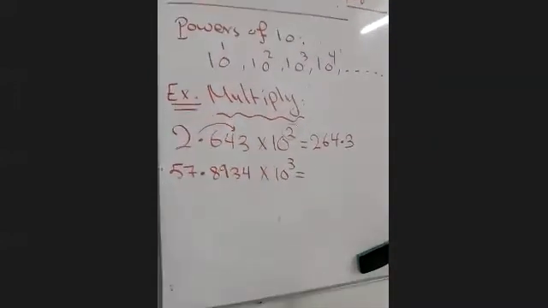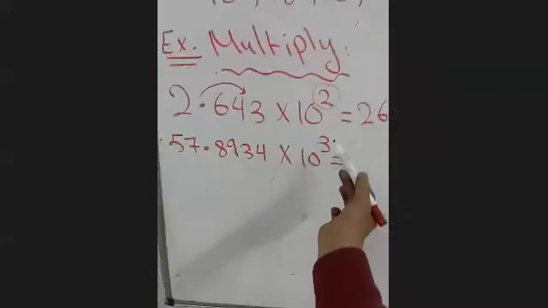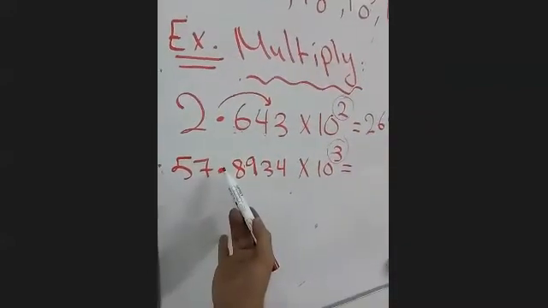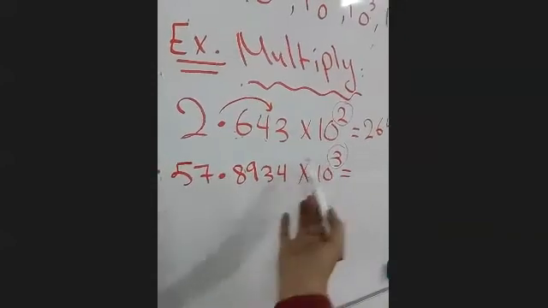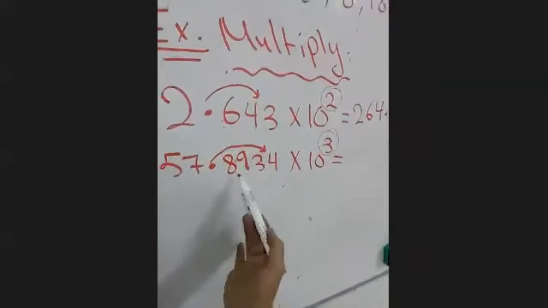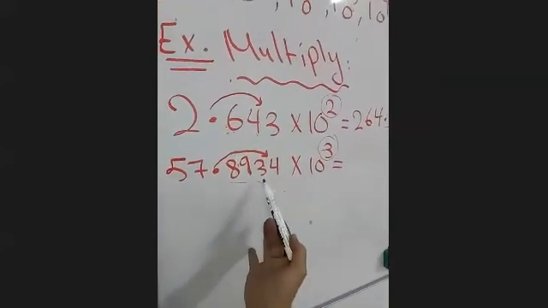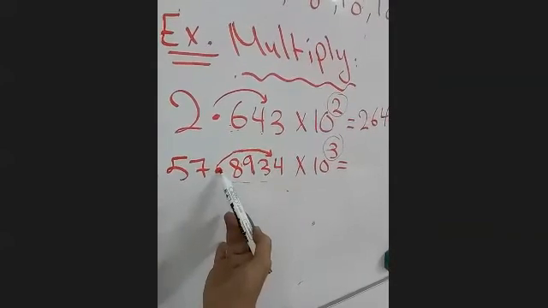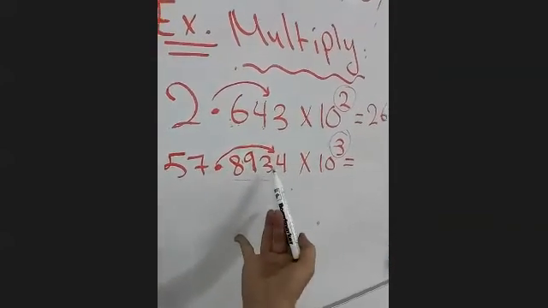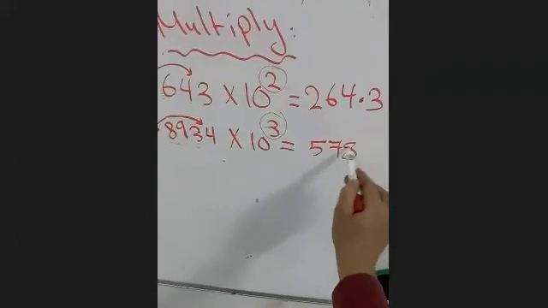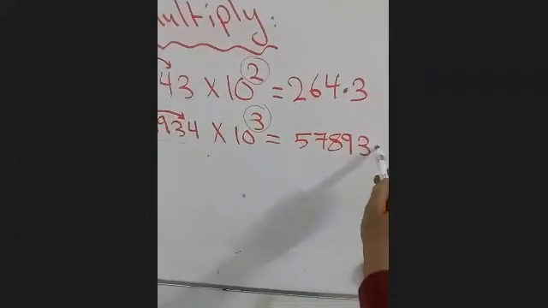Now, what's the exponent here? What's the power? The power is 3. I will go to the decimal and push it this time 3 digits. 1, 2, 3. 3 digits. So the decimal in the answer will be between 3 and 4. So the answer will be 5, 7, 8, 9, 3 decimal 4.